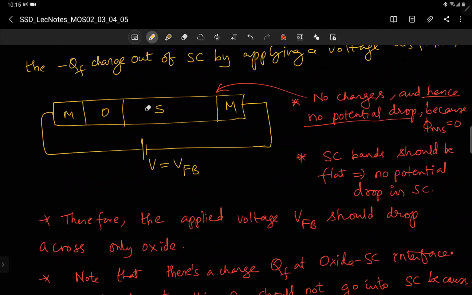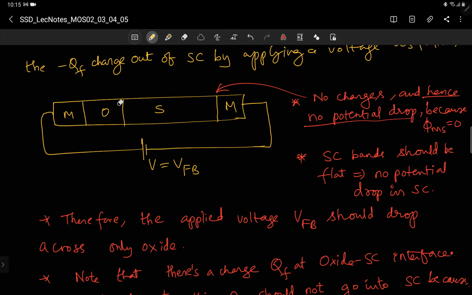Which means the semiconductor drop is also 0. That's what I have written here. Okay, the semiconductor drop is 0 and this drop also is 0. There is no drop across metal semiconductor junction. Phi ms is 0. No drop in silicon semiconductor. So whatever is the applied voltage, it has to drop across oxide. So that is one point to be noted. So it has to entirely drop across oxide now, you know.